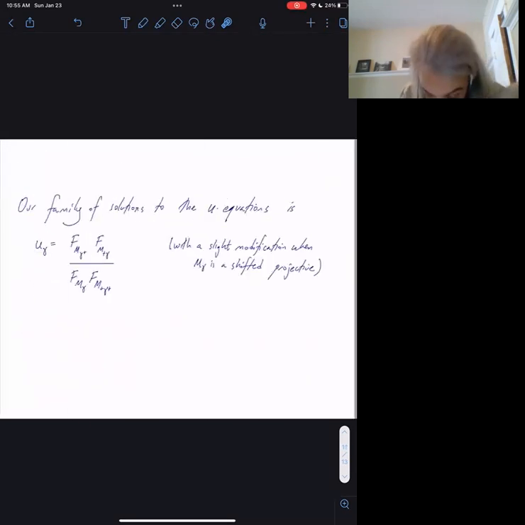And then we can solve the problem. So the solution is that U gamma is given by this ratio of these formal power series associated with the representations which are coming from gamma. And I'm lying slightly in the case that M gamma is shifted projective. Anyway, that's what I wanted to tell you, really. Once we have this, since I'm out of time, I will just stop in a moment.